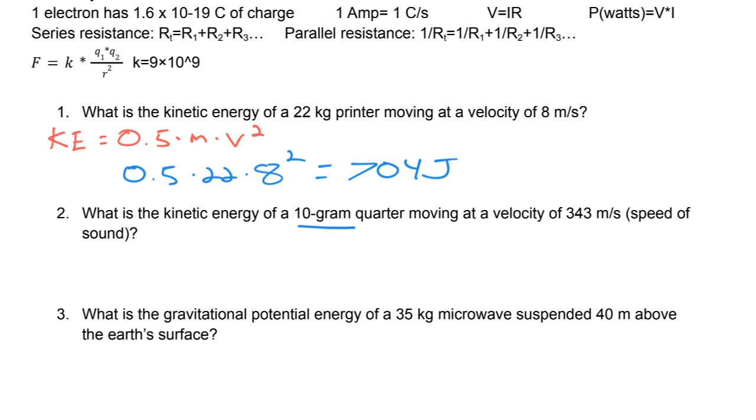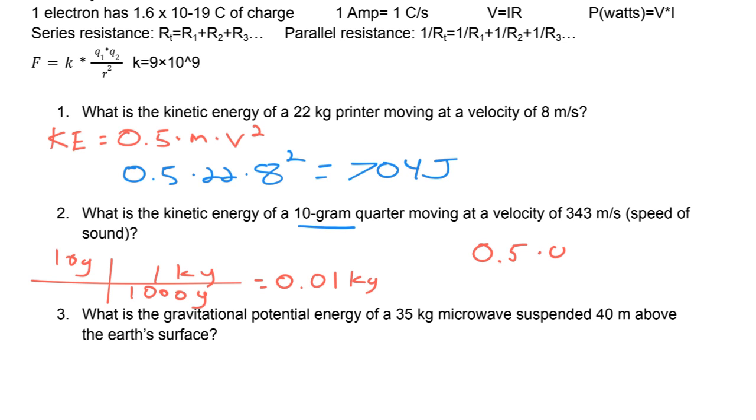All right, next one's another kinetic energy problem, but we've got a slight hiccup, and that's that our mass is given in grams, while the formula requires kilograms to give us joules. So we need to do a quick little conversion. 10 grams times our conversion factor, that there's 1,000 grams in 1 kilogram. And we'll get that 10 grams is equal to 0.01 kilograms.